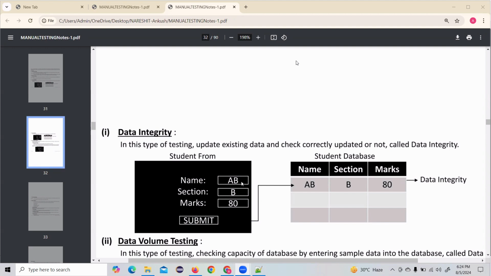Done. So the third one is we can check the capacity of the database. How much data does it store? See, for each and every database, we will be having some capacity. Am I right? For your laptop also. Can I store any number of songs and videos, movies in your laptop? No, it should have some capacity, no. So what is the capacity of your laptop?